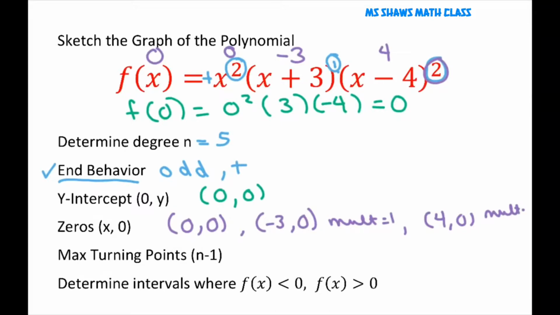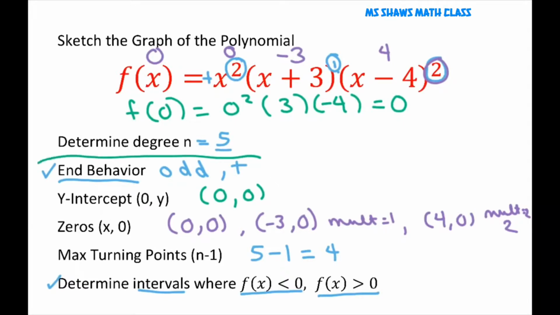Now, the multiplicity just means, when we sketch this graph, is it going to cross the x-axis or touch? If it's an odd multiplicity, it crosses. Even multiplicity, it touches. Our maximum turning points is n, which is 5, minus 1 equals 4. So we have a maximum of 4 turning points. We're also going to discuss the intervals where f of x is negative and f of x is positive after we graph.